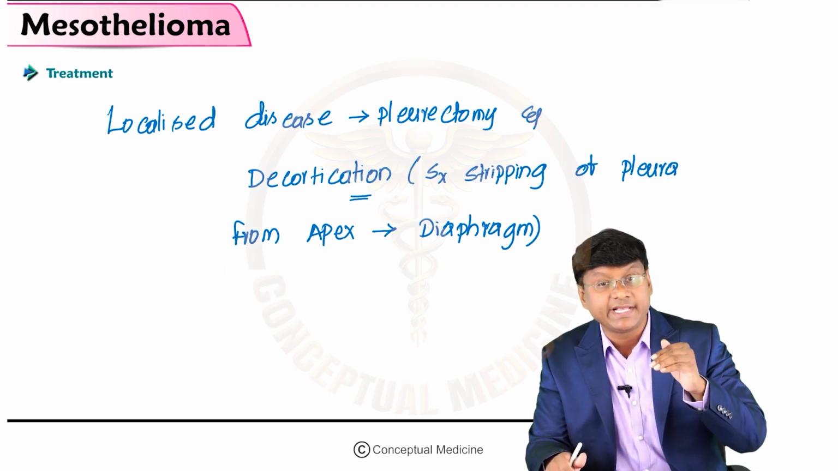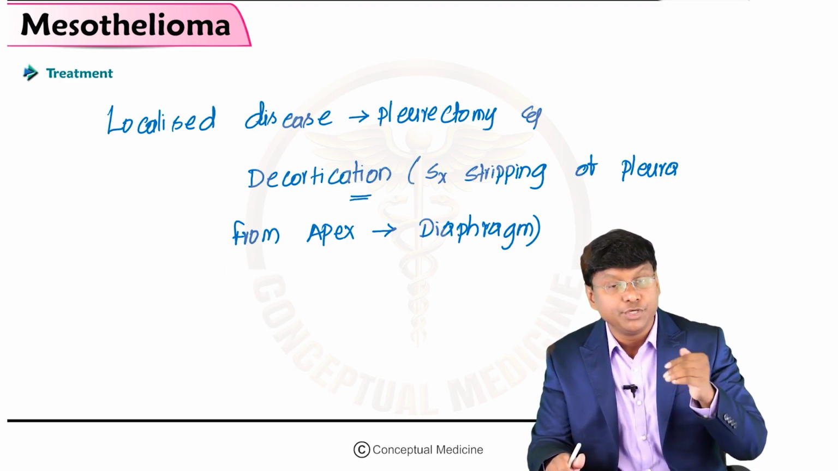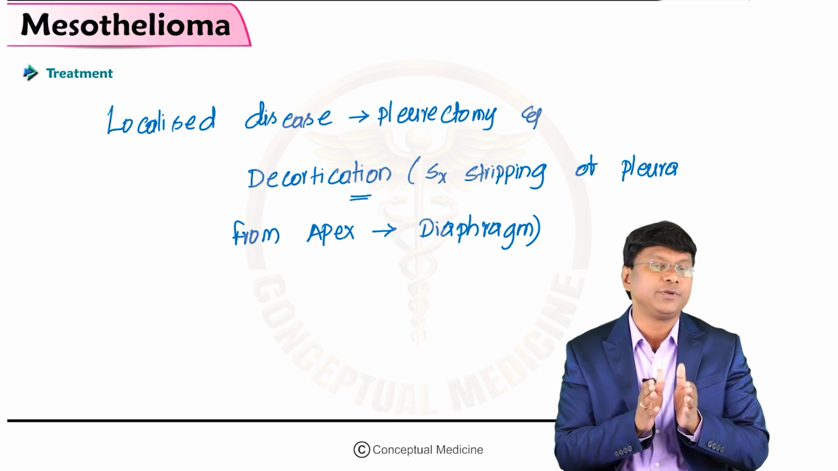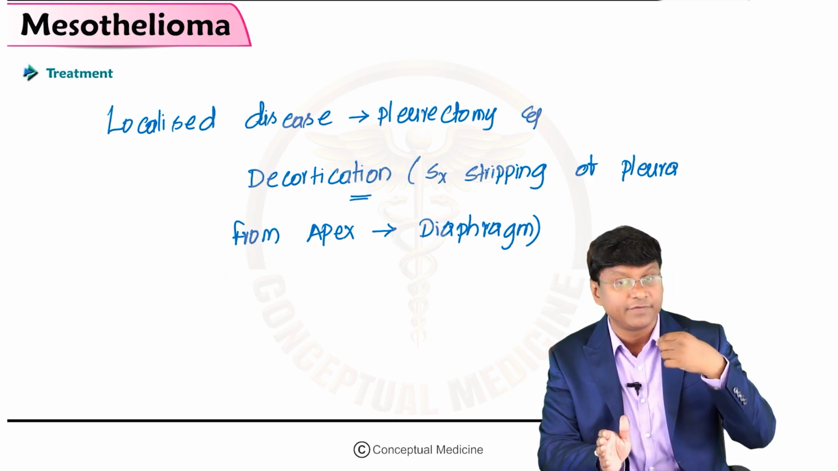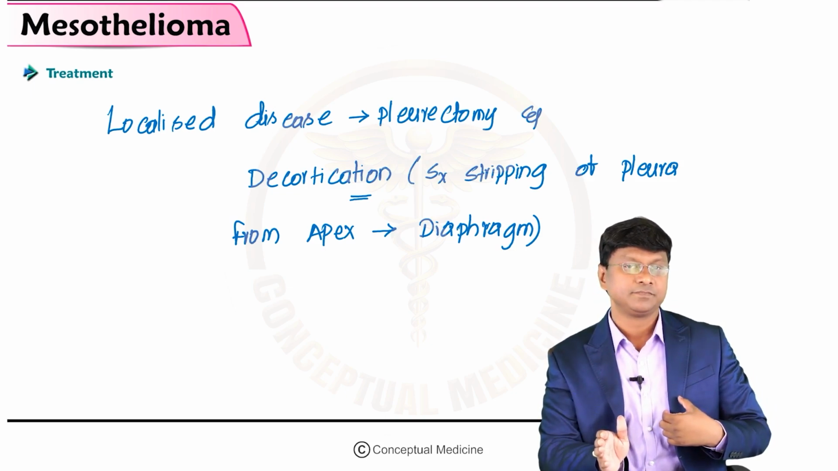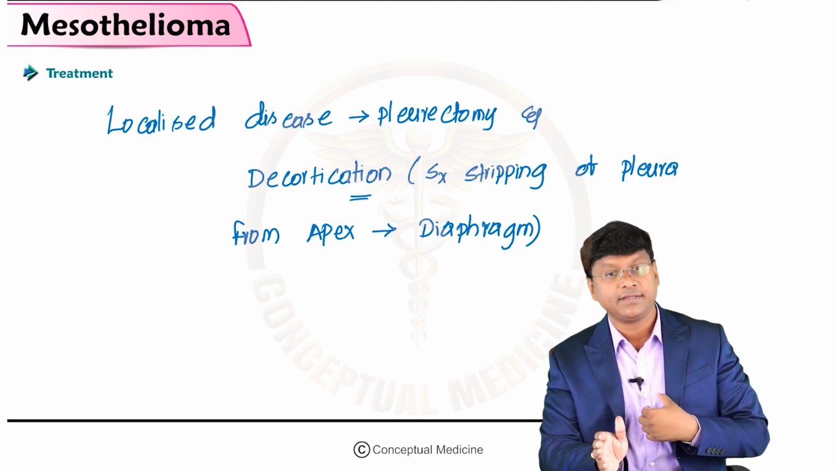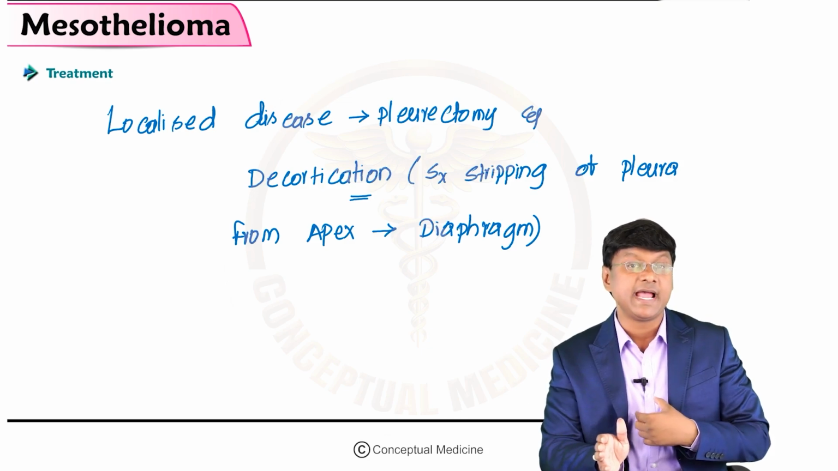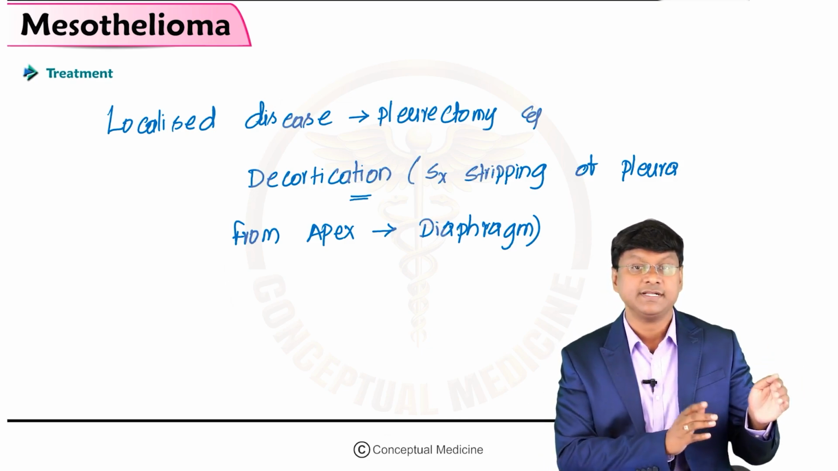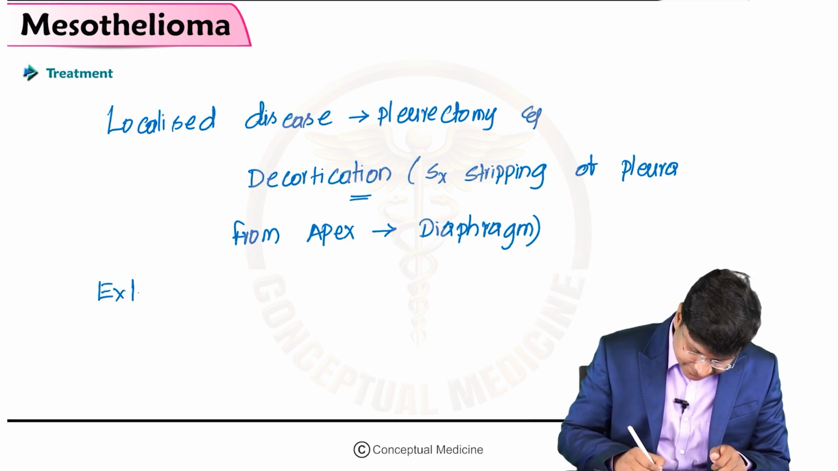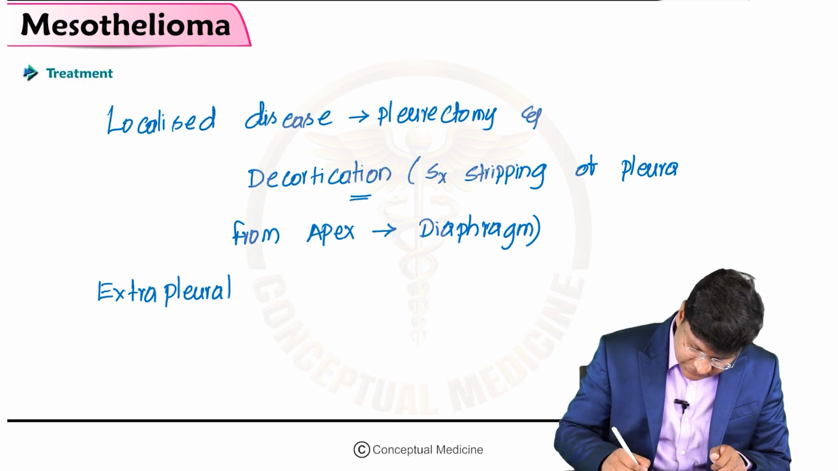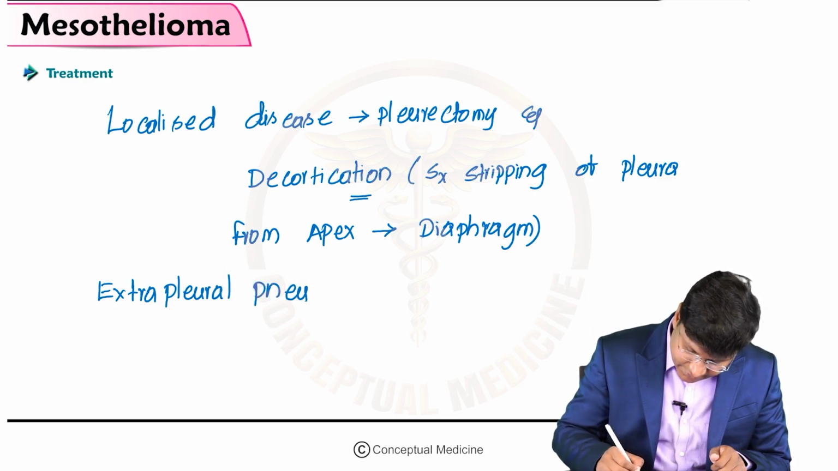Now, what is this extrapleural pneumonectomy? Extrapleural pneumonectomy is a radical surgical procedure involving removal of the ipsilateral lung, parietal and visceral pleura, pericardium, and most of the hemidiaphragm. That is your extrapleural pneumonectomy.